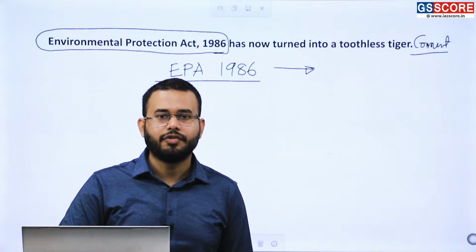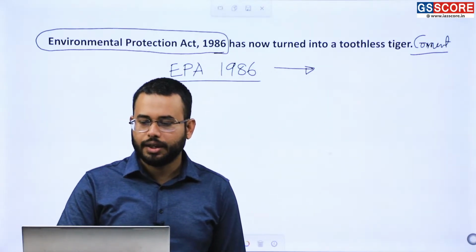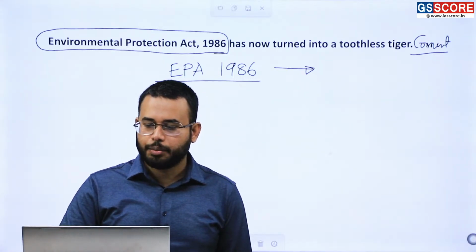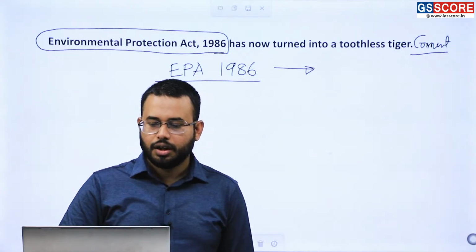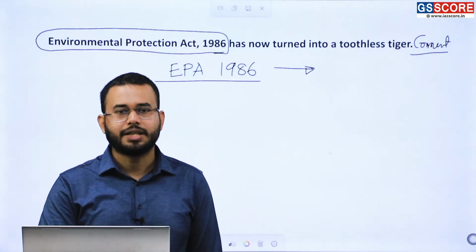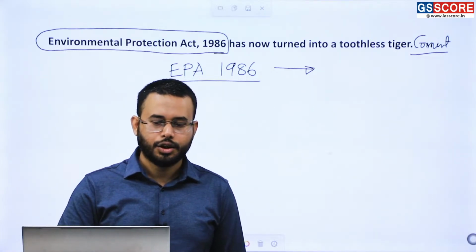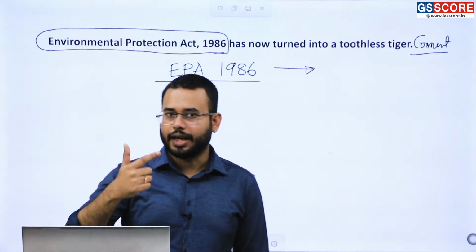So first is the weak enforcement. Now, one of the primary criticisms of EPA is the lack of an effective enforcement mechanism. Despite having provisions of penalty and punishment for environmental violations, enforcement agencies often lack the resources, capacity and political will to enforce the law rigorously. So first is weak enforcement, which is making it a toothless tiger.